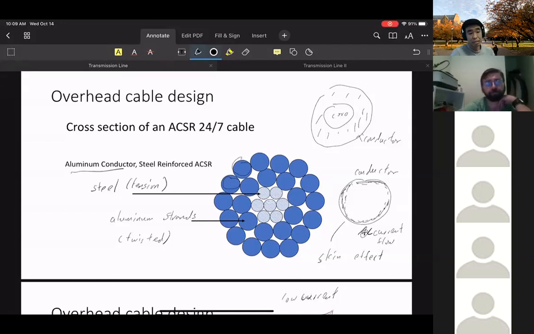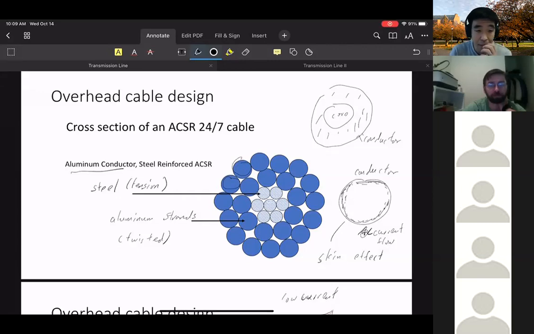Why is steel not carrying current? Steel is also a conductor, but not a very good conductor. There are good conductors and bad conductors. When you talk about high voltage lines, the good conductors matter. Aluminum is a fairly good conductor. For some lower voltage, we use copper. But steel by itself is not a very good conductor, at least at these voltage levels. All right, thank you.